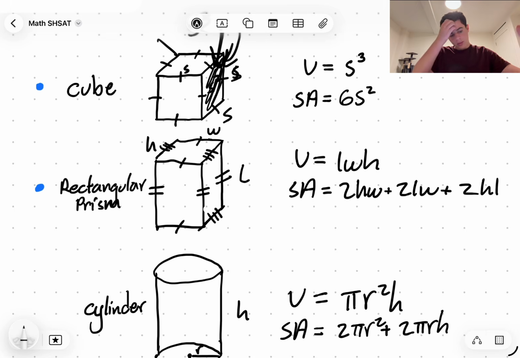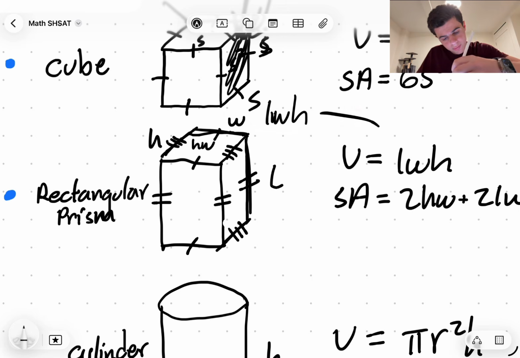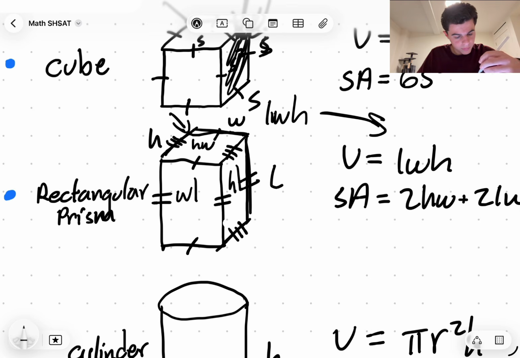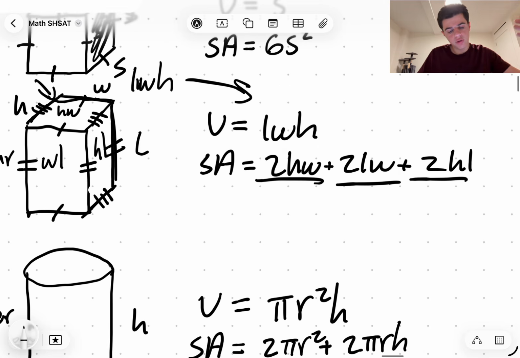Okay, now our next solid is a rectangular prism. The volume is simply length times width times height, using the same thing that we did with the cube, right? Because W times H, that's HW or WH, times L, that's LWH. And surface area, it's just 2 of each one, right? Because if this is HW, this will be WL, this will be HL, etc. All of these will show up twice. So the formula is just going to be 2HW plus 2LW plus 2HL.